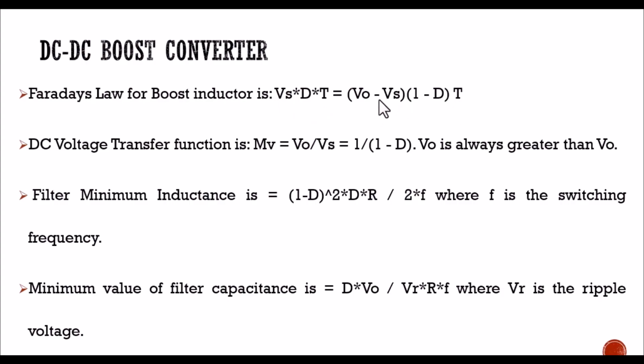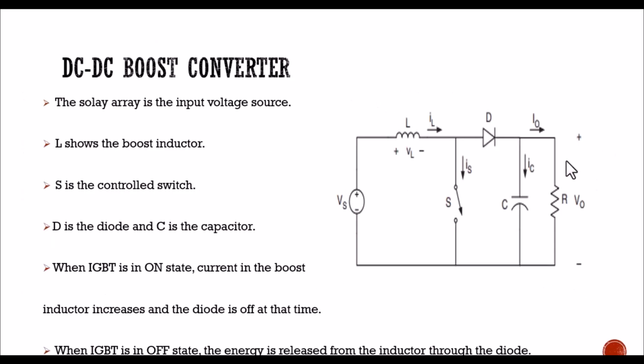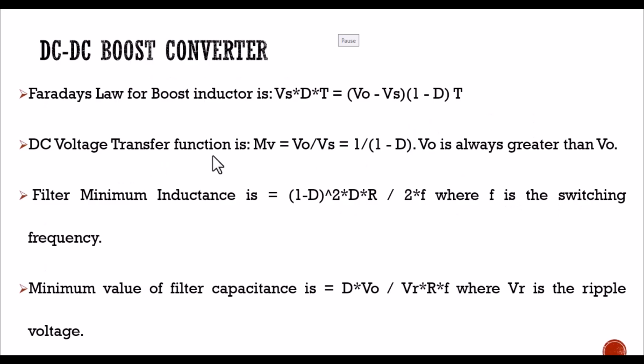Faraday's law for the boost inductor is shown in this form: Vs times dT is equal to (V naught minus Vs) times (1 minus d) times T. So Vs is the source voltage or the solar voltage. d is the duty cycle. T is the time duration. V naught is the output voltage, and yeah, that's it.